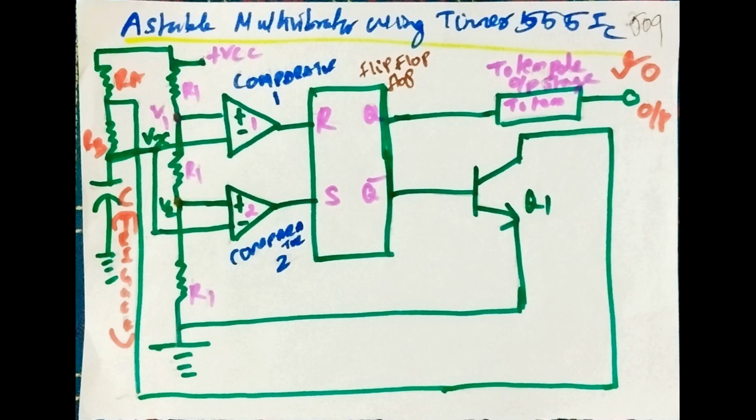The transistor has an on and off state. The flip-flop is used to change the state. The output stage is V0. The supply is plus VCC, and the circuit diagram is shown in the figure.